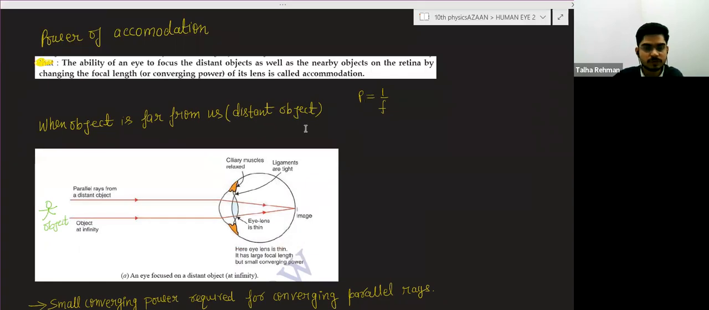Okay, write down this also and draw this also. How the eye works when the eye has to focus on an object which is distant.